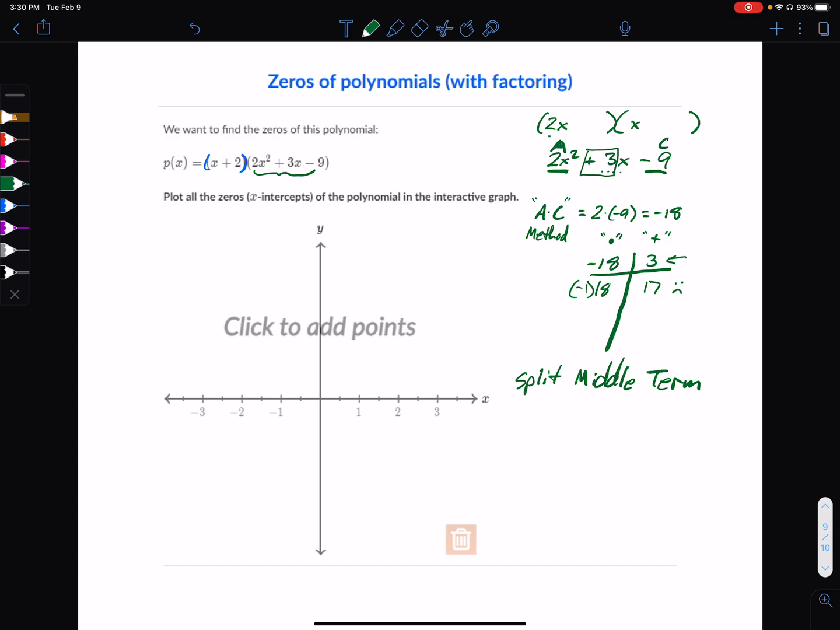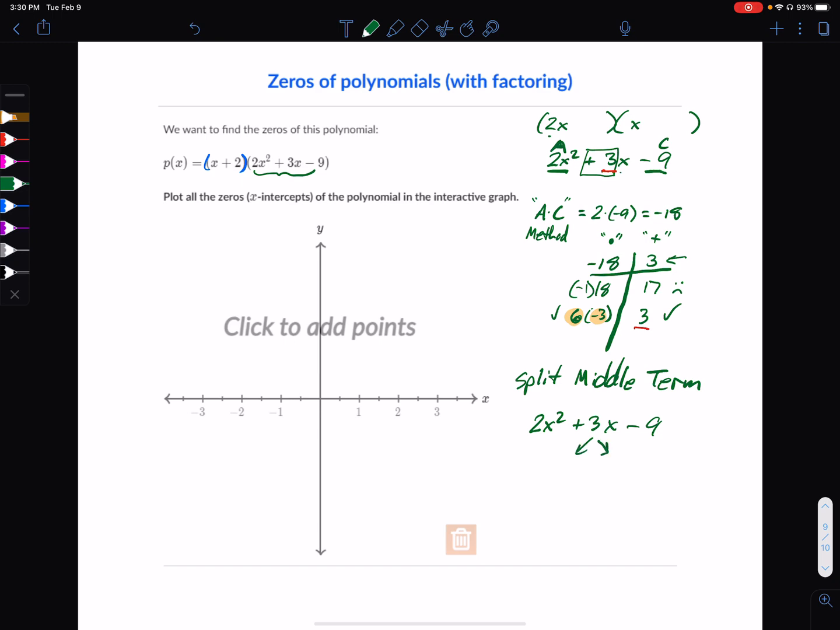-18, so I'm going to go +6 times -3. Okay, +6 times -3, that would add up to +3, but it totally multiplies to -18. So that's good. What we're going to do is steal those two values, 6 and -3, since we verified that that adds up to the middle term, 3. And I'm going to use those, so let me jump down here, 2x squared plus 3x minus 9. We're trying to factor this.